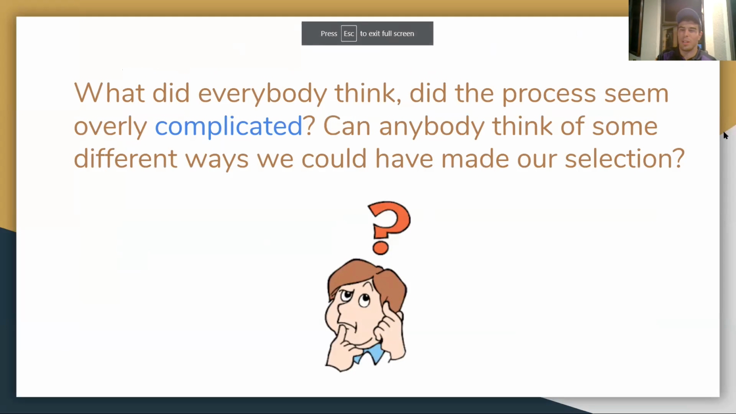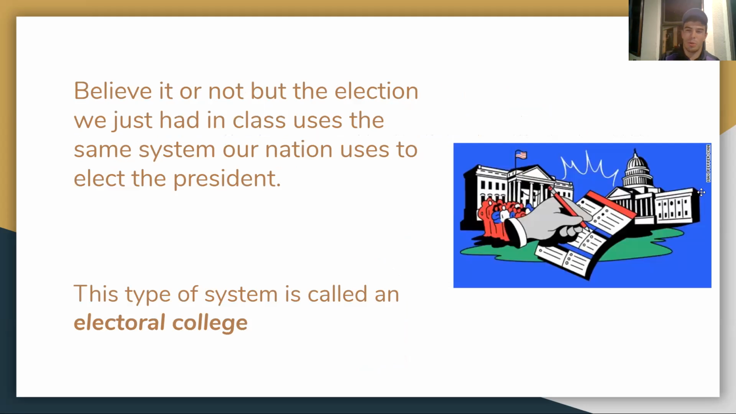Now, what did everybody think about the process? Now, the last vote was kind of a joke. Dog Broham can be the mascot. My district will stay out of the election this time. So, but outside of that, what did everybody think? Did it seem overly complicated? Can anybody think of some different ways we could have done the election? Oh, a popular vote, Johnny. Yeah, lots of countries do that, and that is the more simple way to run an election, I suppose. But this is what we have, and let's look into it a little more.